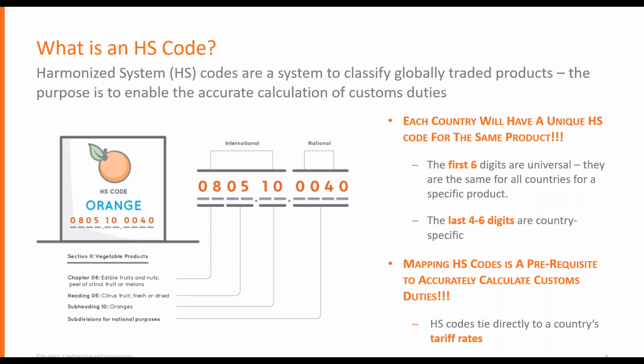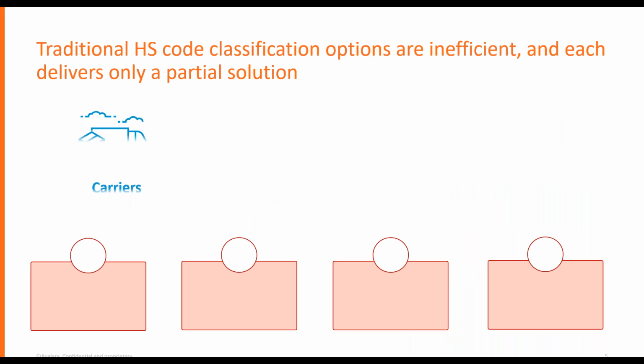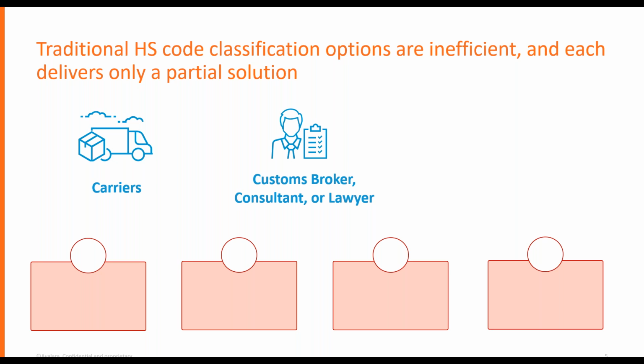Now, with that, the traditional ways that this code mapping happens, so making sure that your entire product offering is correctly mapped so that when you're selling cross-border, it has the right HS code applied, is done through carriers, brokers, consultants, lawyers, or you do it in-house. And there are some downsides to each of these different methods.